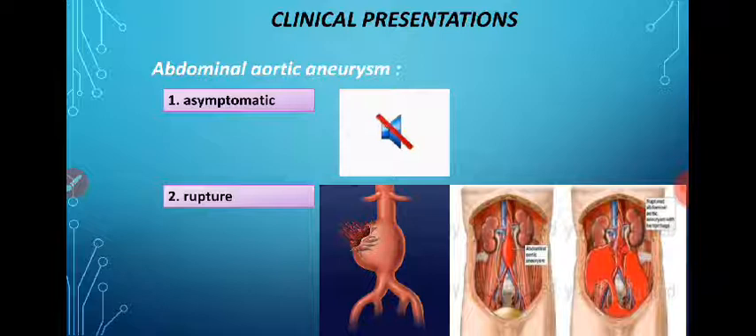Rupture. The aneurysm may rupture into the retroperitoneum or the peritoneal cavity, leading to massive and even fatal hemorrhage. It may also rupture into surrounding structures, most commonly the inferior vena cava, leading to an aortocaval fistula.